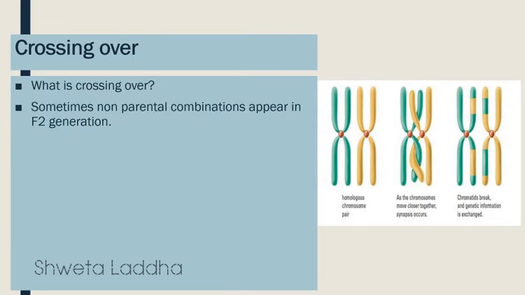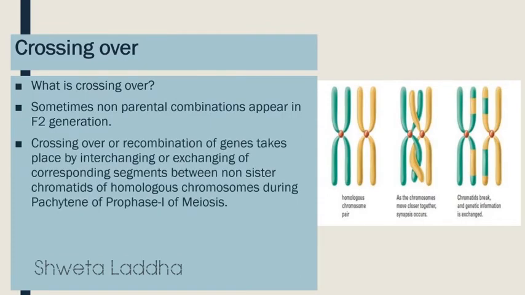Sometimes non-parental combinations appear in F2 generation. In crossing over, usually it is seen in prophase 1 of meiosis 1. Initially, zygotene occurs, pairing of the chromosomes takes place, and then in pachytene, they cross each other, as you can see in this picture, and chiasmata formation takes place.